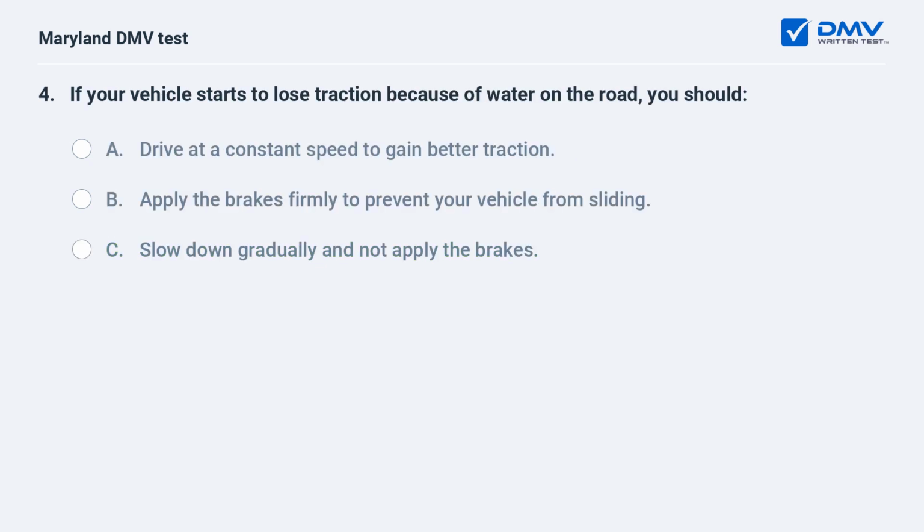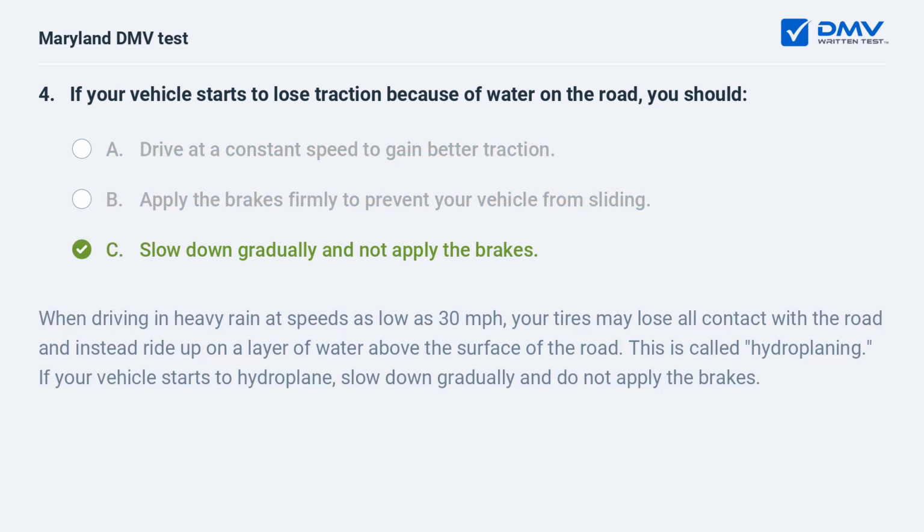If your vehicle starts to lose traction because of water on the road, you should A. Drive at a constant speed to gain better traction. B. Apply the brakes firmly to prevent your vehicle from sliding. C. Slow down gradually and not apply the brakes. The answer is C. When driving in heavy rain at speeds as low as 30 miles per hour, your tires may lose all contact with the road and instead ride up on a layer of water above the surface of the road. This is called hydroplaning. If your vehicle starts to hydroplane, slow down gradually and do not apply the brakes.